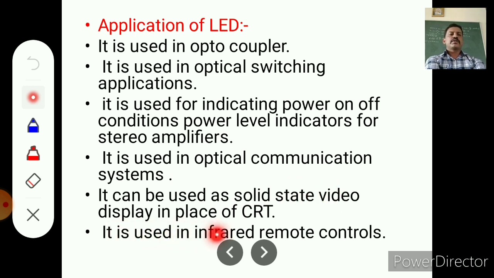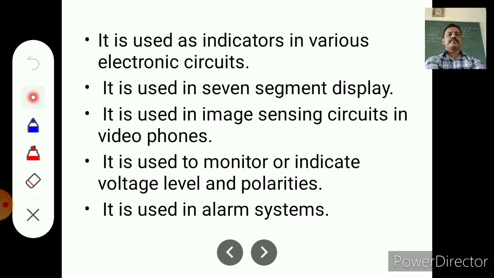It is used in infrared remote controls. So in remote controls we use LEDs. With the LED we can switch things on and off, we can switch the ACs on and off. So for all that we use LEDs.